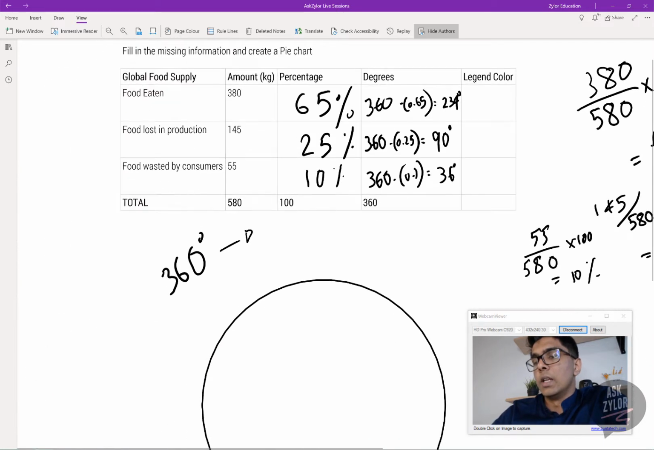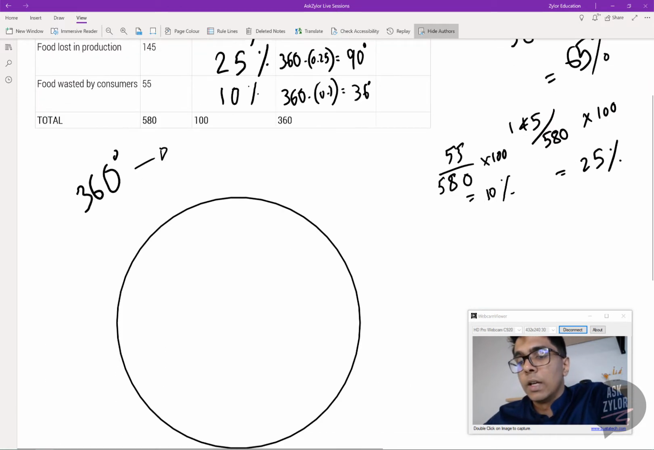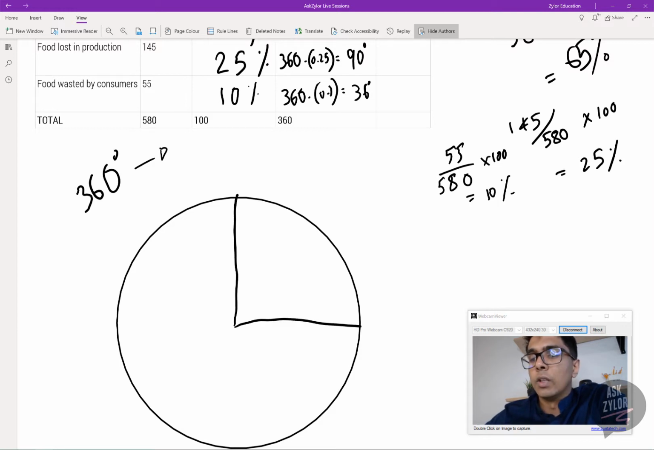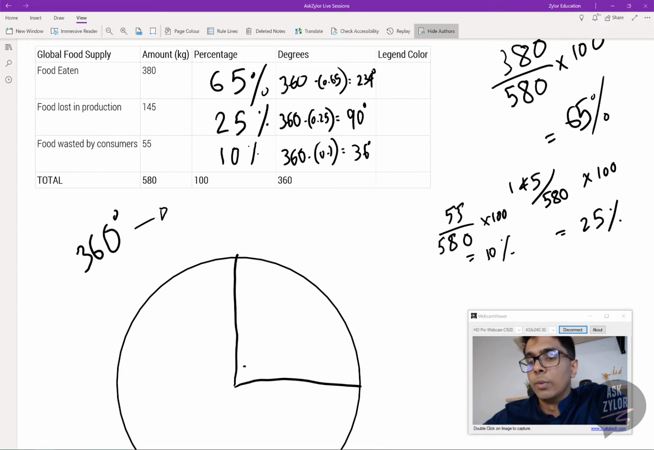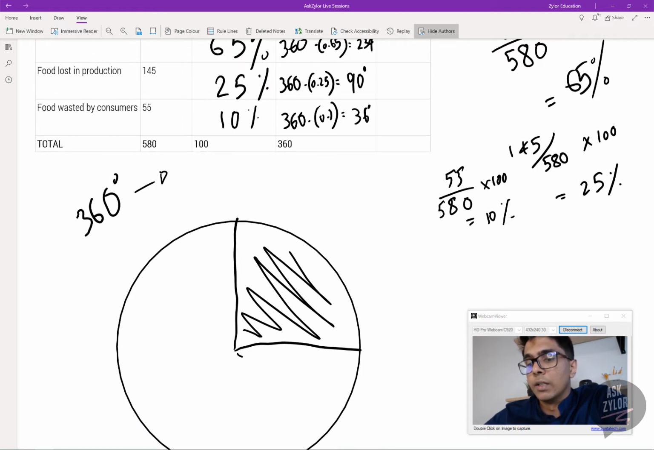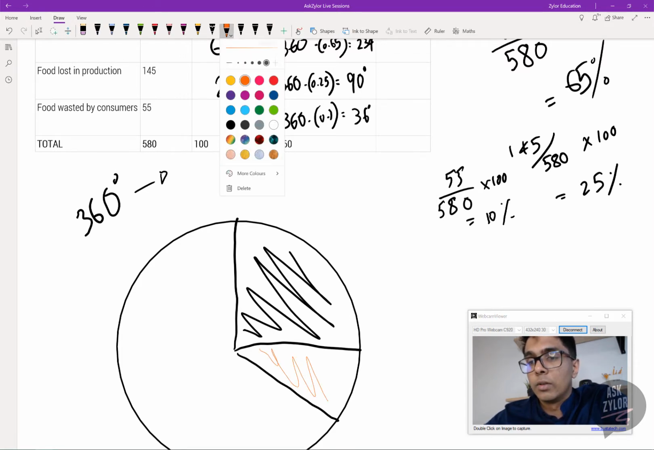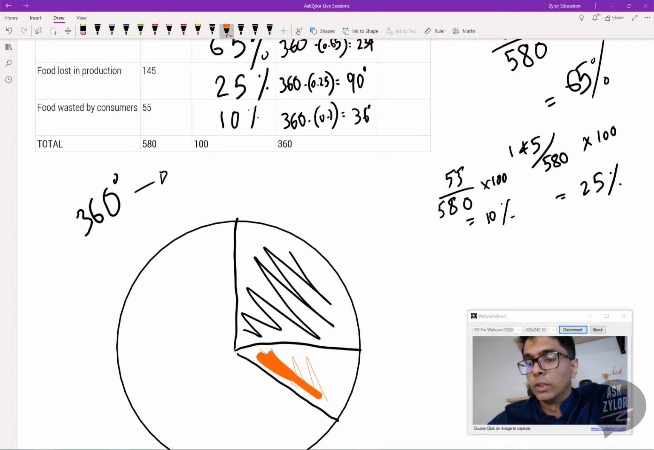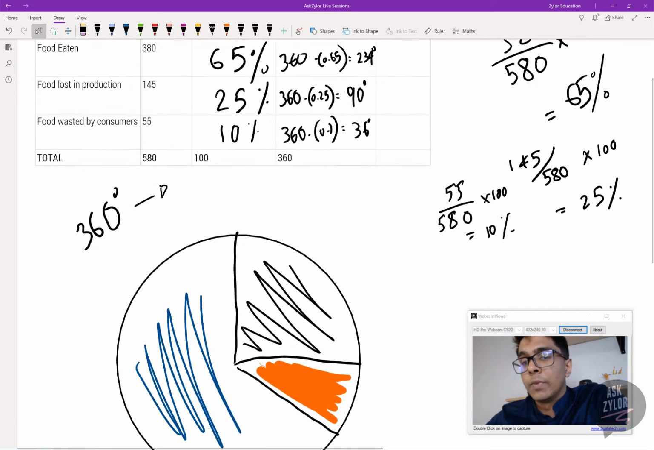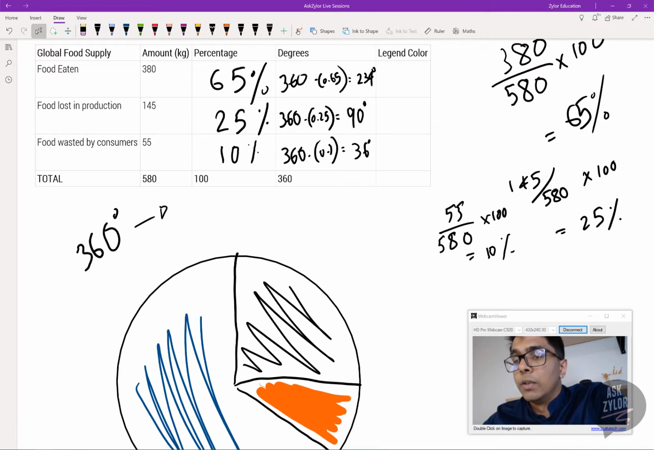Right. So then I know what the degrees are. I can basically plot my pie chart. So one of them is going to be 90 degrees. So this will be food lost in production. And then there's going to be 36 degrees, which I'll say is this. I'll just make it red. There we go. And the rest of it is just going to be the bigger degrees, which is the food eaten, which was 234 degrees.